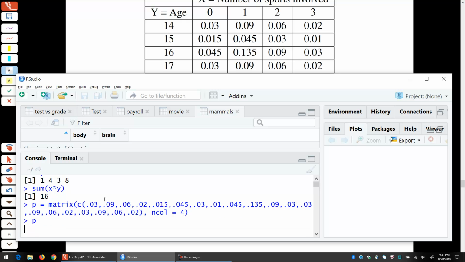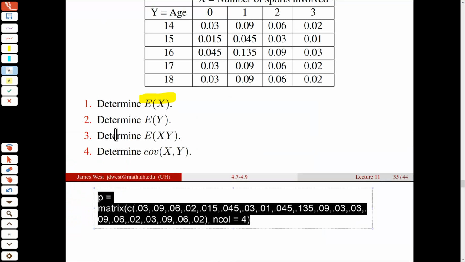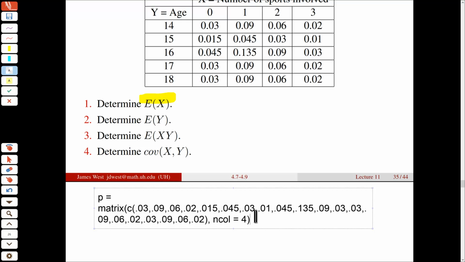If I then type P, I get my matrix. I should get it added up to 1, and I do. So at least if I've made errors, I've made them consistently. Now to find the expected value of X, the first thing we want to do is calculate the individual distributions for X.